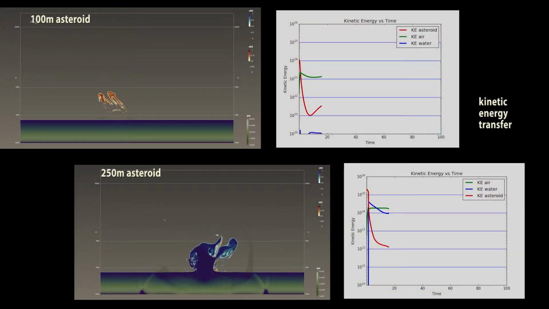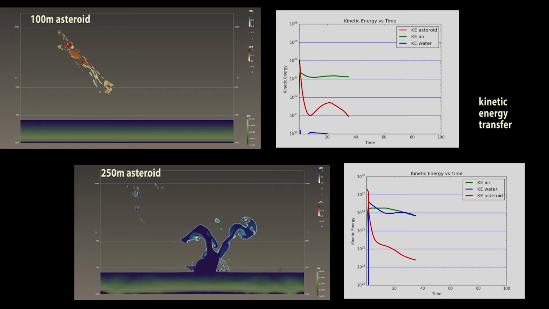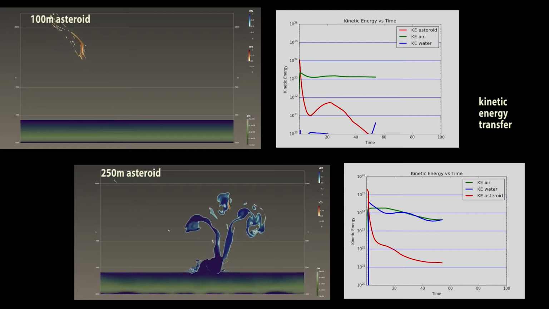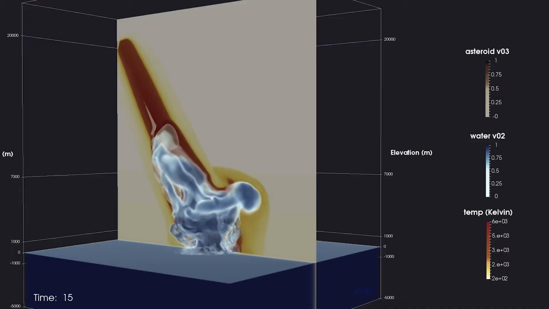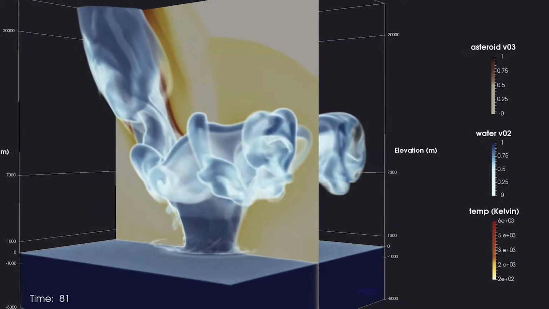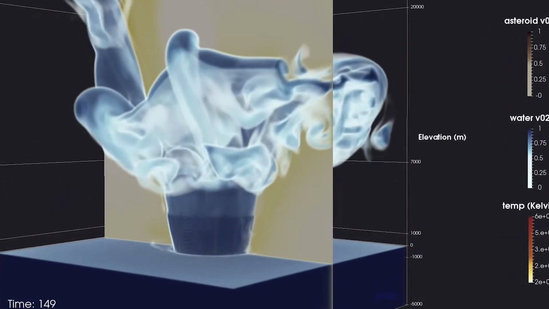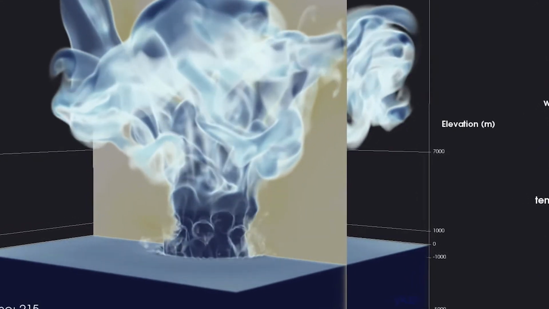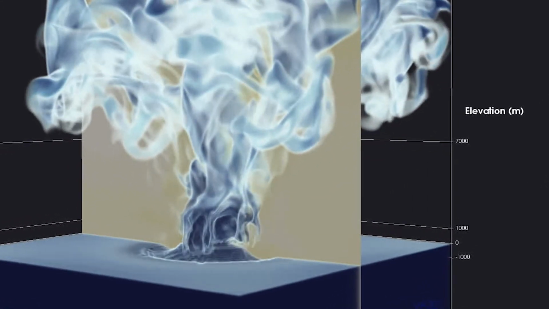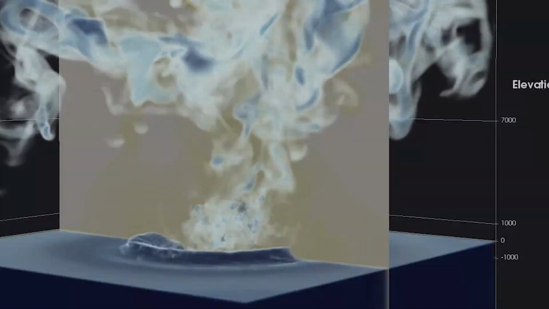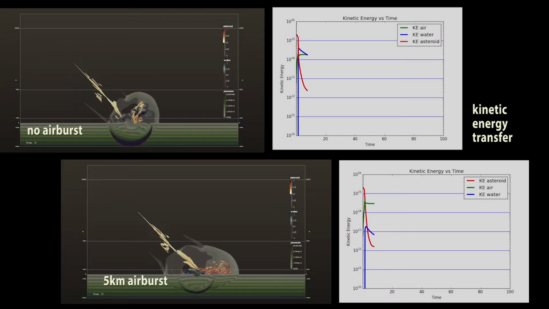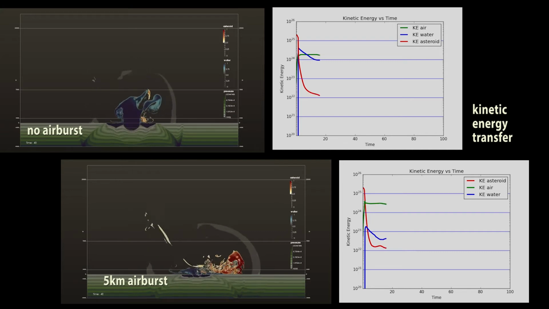Here we see 2 cases varying asteroid size. On the right are plots showing the transfer of kinetic energy from the asteroid to the water and air. Pressure waves in both the air and water show differences in the transfer of kinetic energy. Colliding shock waves in the atmosphere and water, as well as the wind at the water's surface, hinder the creation of a propagating wave.